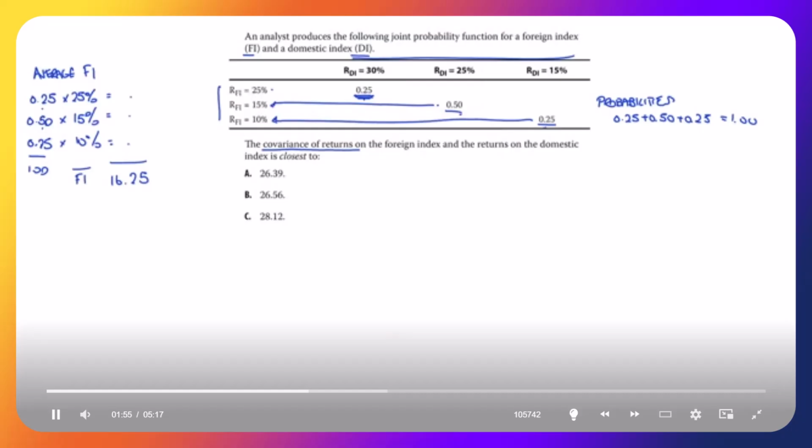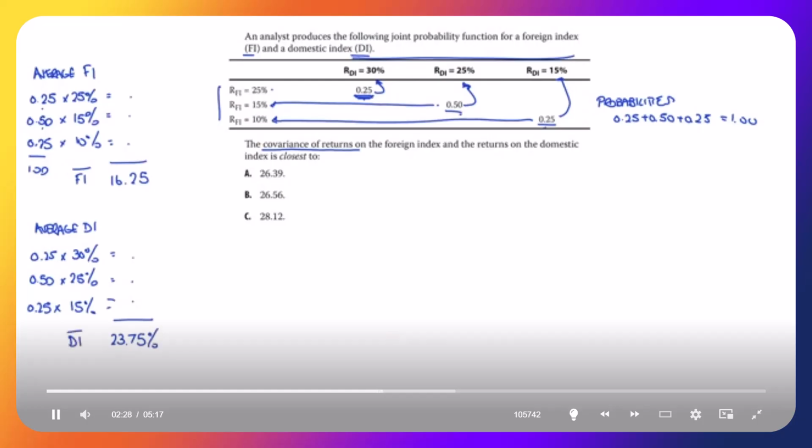Do exactly the same for the domestic. To get our average domestic, we have a 25% chance of getting 30%, so 0.25 times 30%. A 50% chance of getting 25%, so 0.5 times 25%. And a 25% chance, so 0.25, of getting 15%. Calculate those three, add them together, you will get 23.75%. That is our average domestic return. Now we're in a position to calculate our covariance.